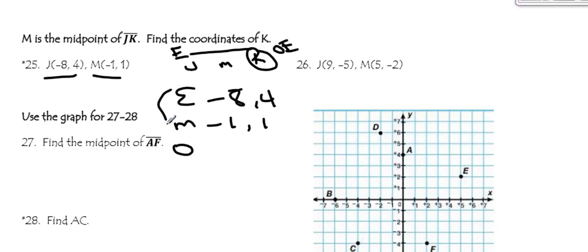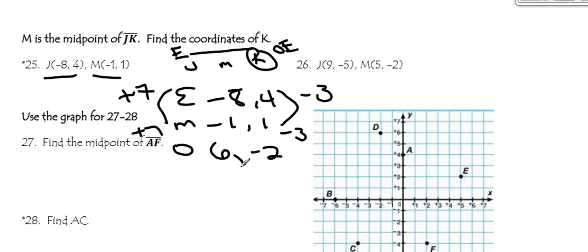So how does a negative 8 become a negative 1? Well, we're going up on the number line, and we're going up by 7. So now we need to take our negative 1 and go up by 7 from negative 1. Negative 1 plus 7 is a positive 6. And then for our y values, how do we get from 4 to 1? Well, we're subtracting. 4 becomes 1 by subtracting 3. So 1 minus 3 gives us a negative 2. So our other endpoint is 6, negative 2.